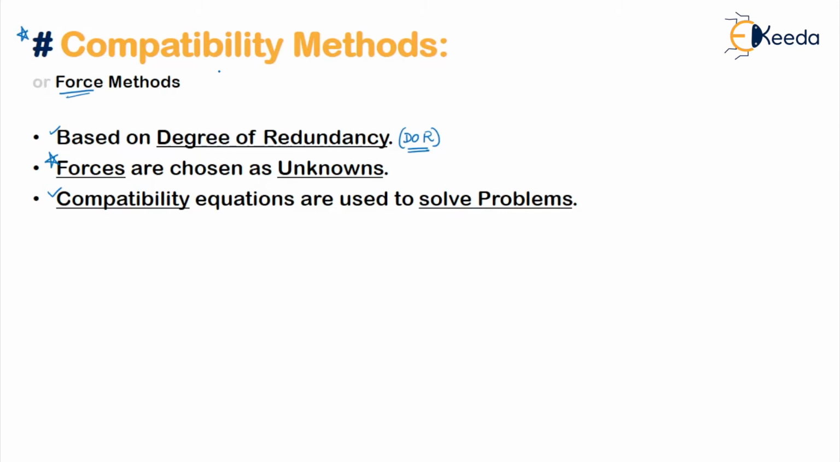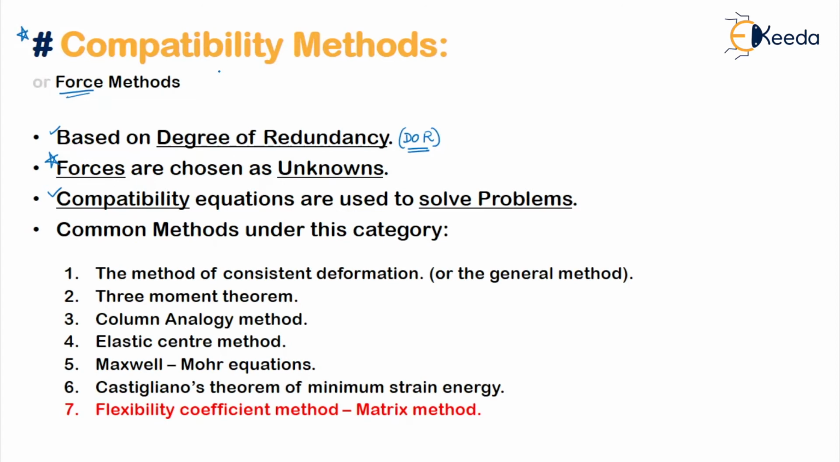Okay, now there are many methods which are based on the compatibility equations. So what are those methods? See, there are 7 methods. The first one is the method of consistent deformation, also called the general method sometimes. The second one is the three moment theorem. Third one is the column analogy method. Fourth one is the elastic center method. These two you will be dealing with in chapter 4. Okay, then the Maxwell-Mohr equation, then Castigliano's theorem of minimum strain energy. The last one is your flexibility coefficient method in matrix form.